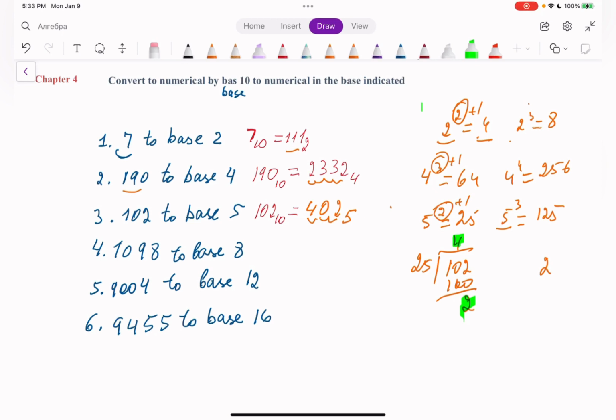2 digits, but it's supposed to be 3. Therefore, I squeeze in 0, which means here I divide by 5 and get 0. Here will be 0 and 2. And this 2 I am dividing by 5. And this remainder, this 2, is going in as an answer. 4, 0, 2. This is 4, 0, and then 2. Okay? So let's do other three ones also.